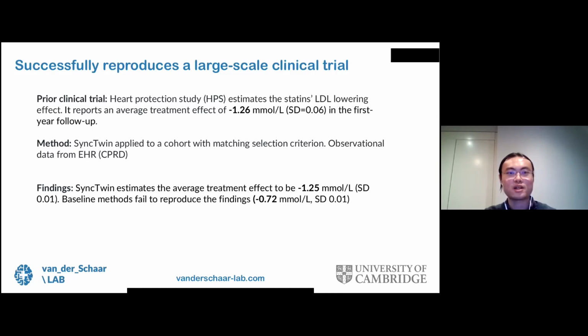Since SyncTwin is applied to an observational data set, it contains confounding bias due to non-randomized treatment allocation. However, we found that the method produces a very similar treatment effect estimate from the trial, but other baseline models failed. And here I would like to point out that we compare the average treatment effect because this is the number reported in the randomized trial, but SyncTwin can actually do better and produce an estimate on the individualized level.